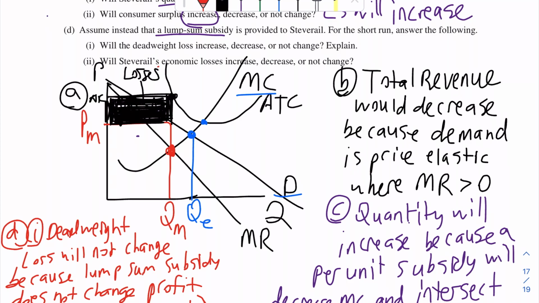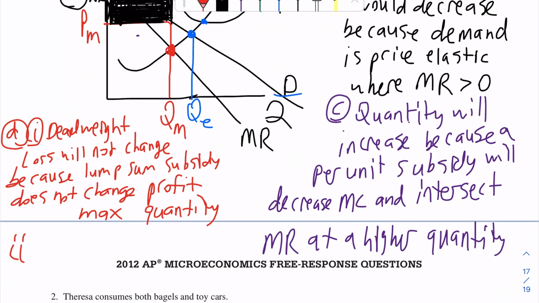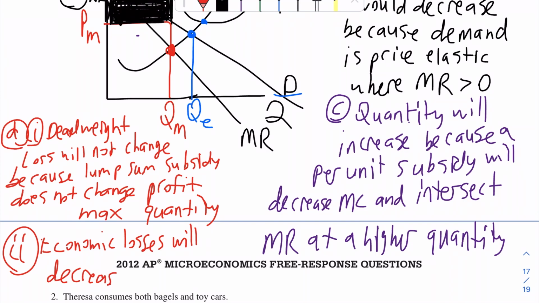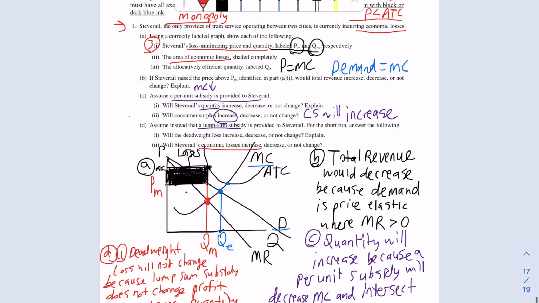However, what happened to your economic losses? If the government gives you more money, you have extra money. So what happened to your economic losses? Your losses will decrease. Economic losses will decrease. Okay? And that's it. So that's all for question one.